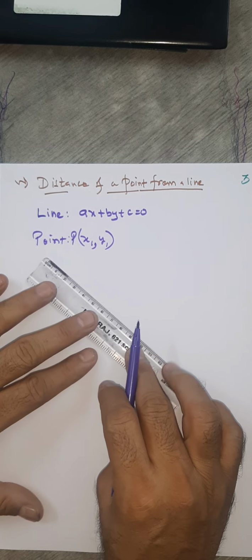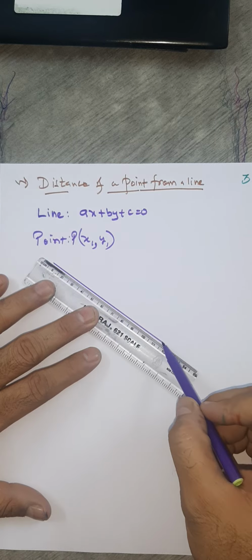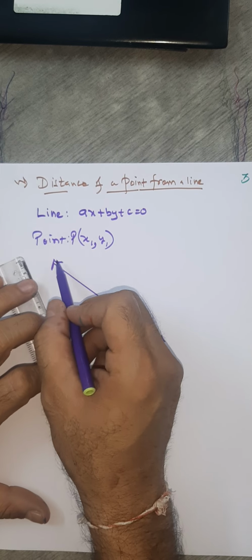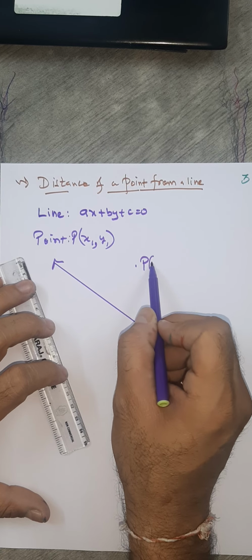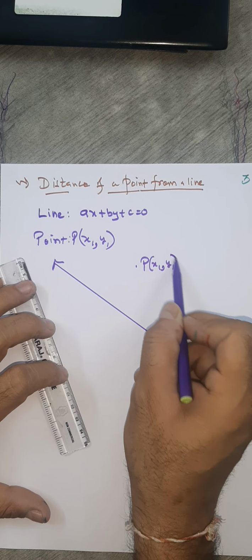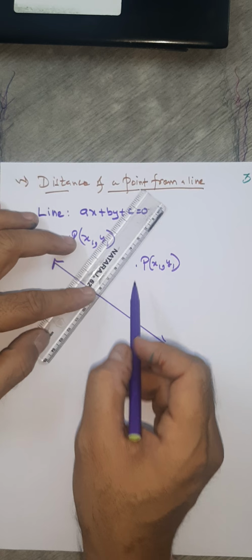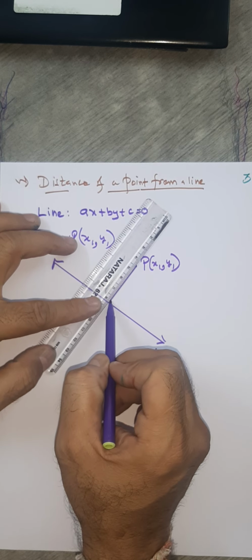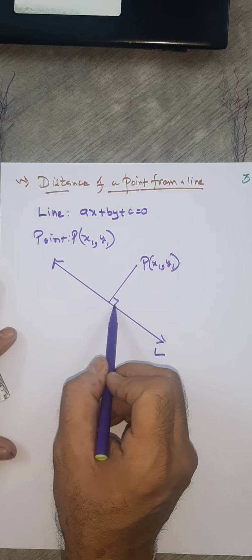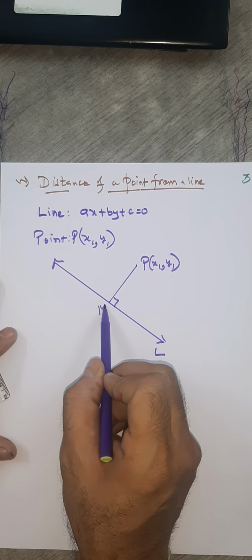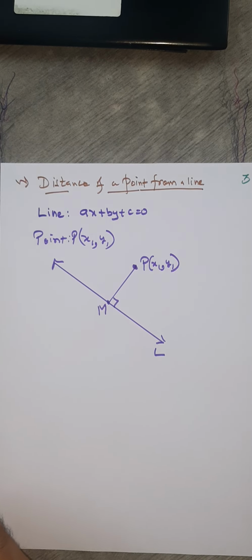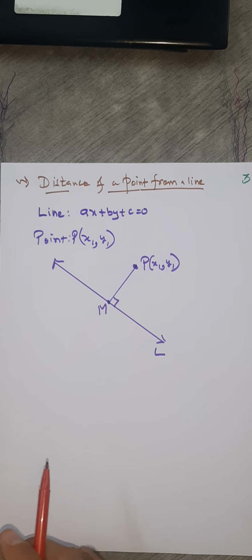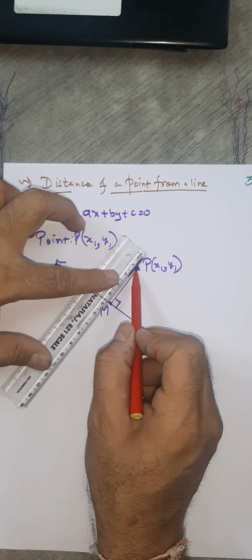Suppose we have a line like this here. This is a line whose equation you are given. Let me call the line L. There is a point P here which is not on the line, outside the line. Then we want to get this perpendicular distance. It's understood that when we use the word distance, it means perpendicular. I'll call this point M here. So we want this PM, the perpendicular distance of a point from the line. This is the question.